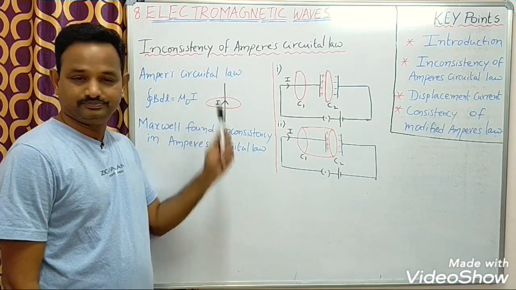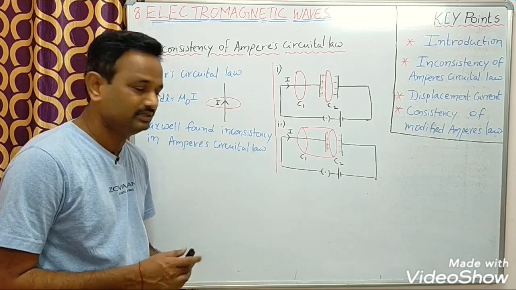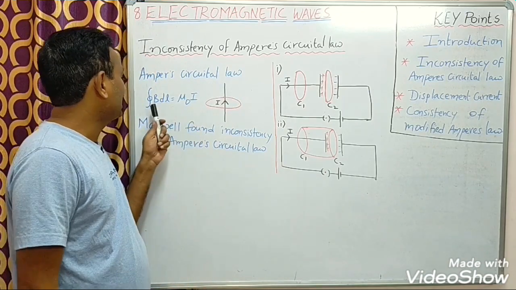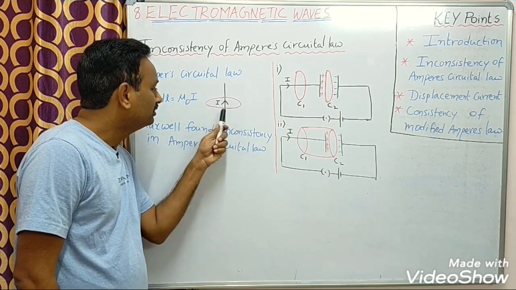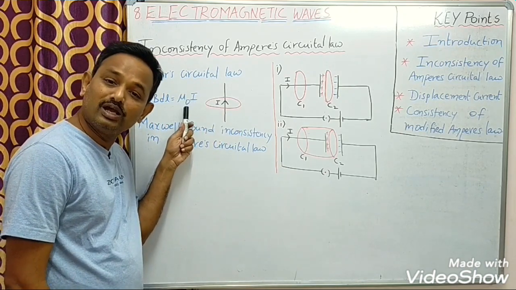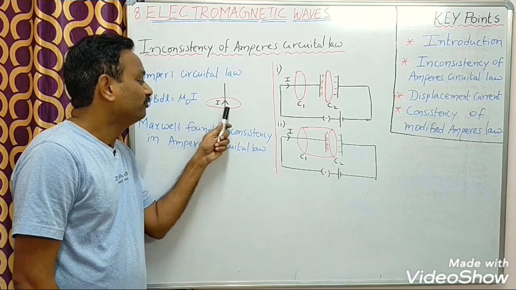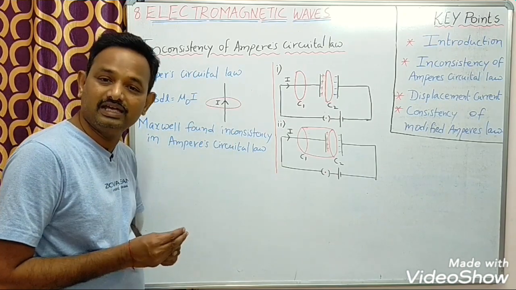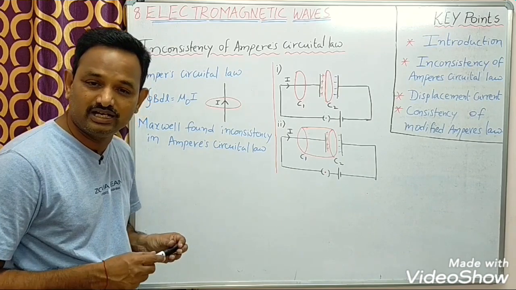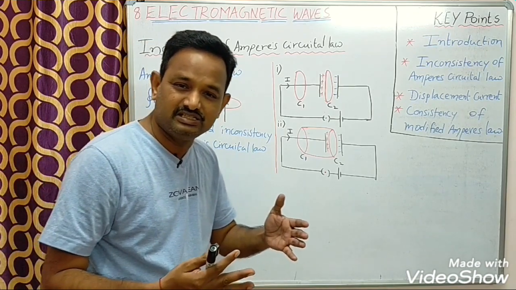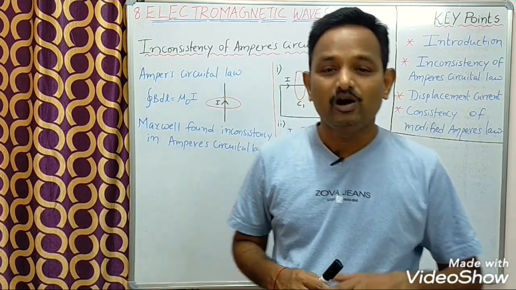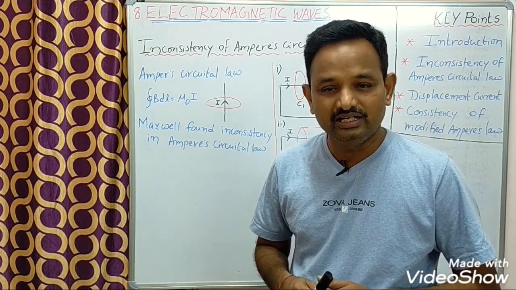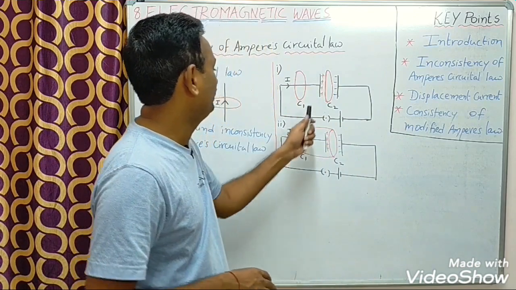Ampere's circuital law. You know that the line integral of magnetic field around a closed loop is equal to mu naught times the current flowing through that loop. Here, Maxwell found that there is an inconsistency in Ampere's circuital law. How did he find it? For that, he took one circuit here.